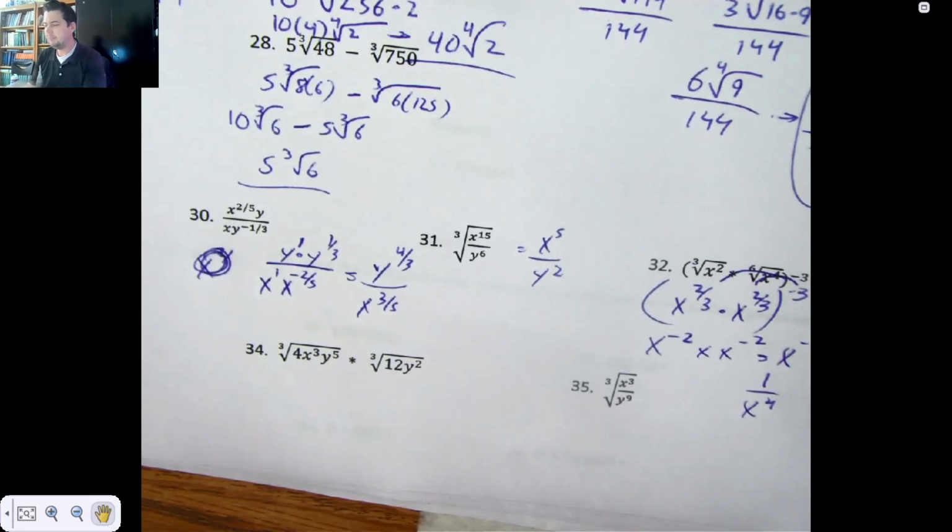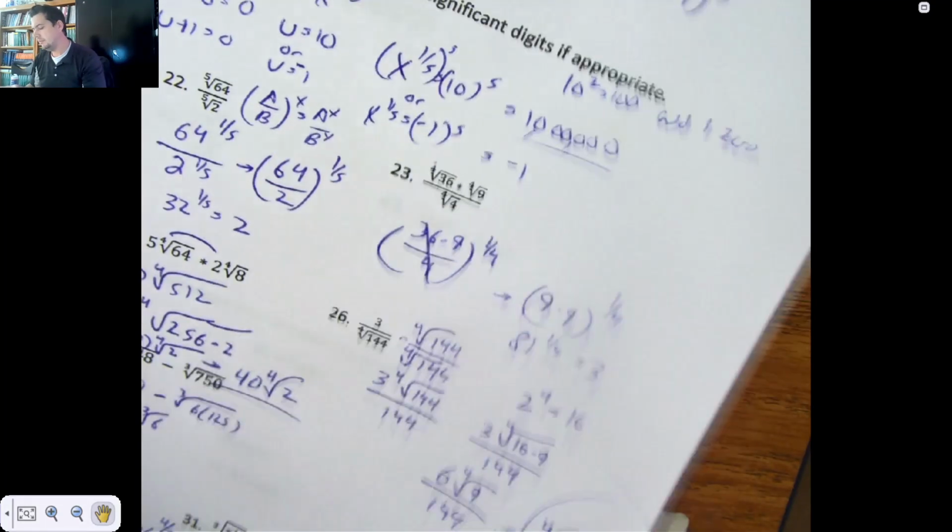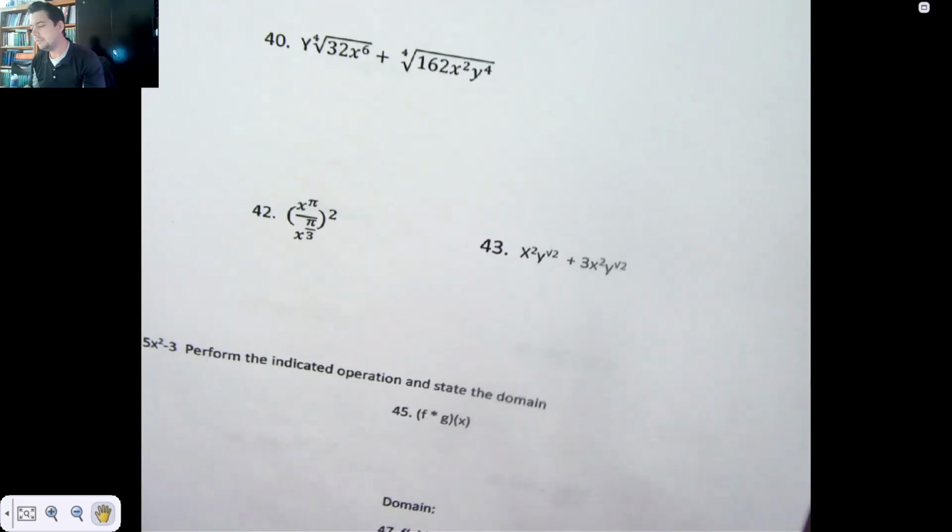I think 35. Actually, none of these are hard. Did I pull all the hard ones? This came from an old homework assignment that used to be way harder. Good, they're still there. That's nice to know.